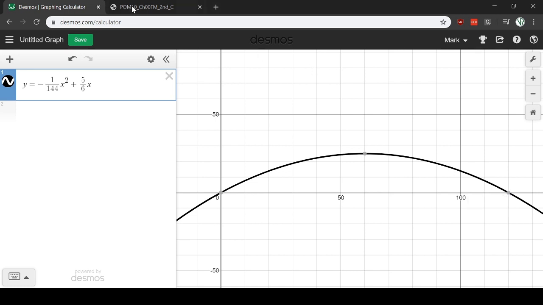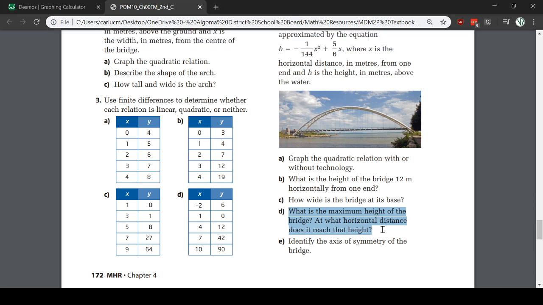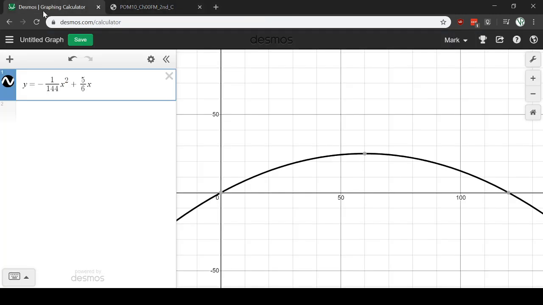In part D, D asks what is the maximum height of the bridge and at what horizontal distance does it reach that height. This is asking you for the vertex. So whenever you're looking for the maximum height or the minimum height of something, the maximum or minimum value of a quadratic is always going to be the vertex. So our vertex is right here at 60 and 25.